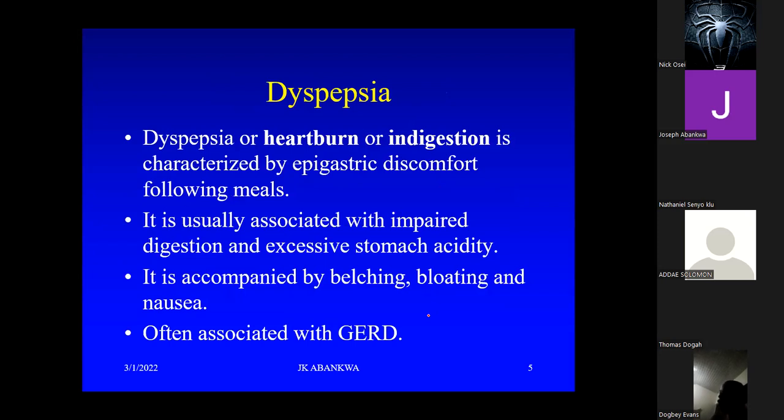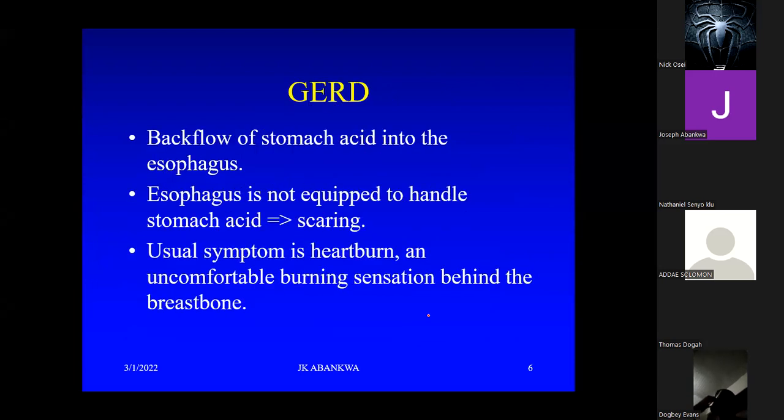Now we move on to the next disorder, which is dyspepsia or heartburn or indigestion, okay, and is characterized by epigastric discomfort following meals. It is usually associated with impaired digestion and excessive stomach acidity. Some of the signs it is accompanied with include belching, bloating, and nausea, and it is also associated with gastroesophageal reflux disease. Now, someone asked, what is gastroesophageal reflux disease? It is the backflow of stomach acid into the esophagus.